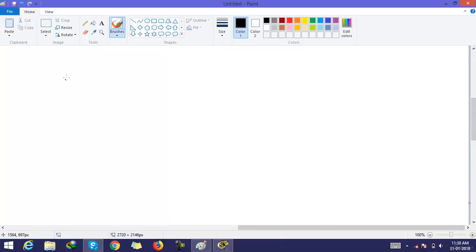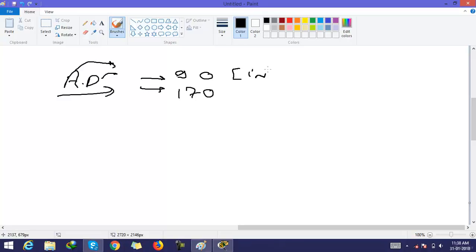Now we need to know about some terms for going deeper in EIGRP. The first thing is AD. AD is administrative distance. For EIGRP, we use two administrative distances. The first one is 90 and the second one is 170. 90 is for internal routes and 170 is for external routes.